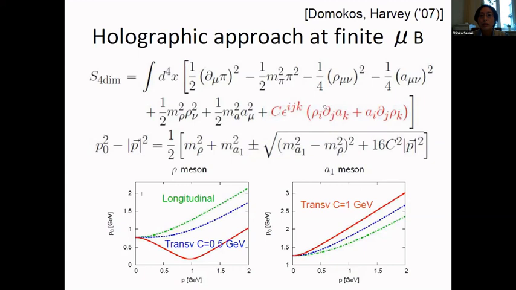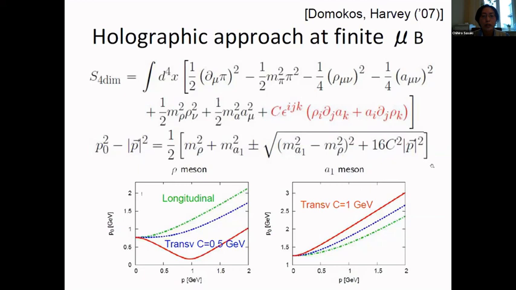Here C is, at the moment, an unknown parameter. But you see from the form of the operators, this is responsible for the mixing between the rho meson and the axial vector meson. Here, i, j, k run from 1, 2, 3, without the time component. Consequently, the longitudinal polarizations of the vector states and axial vector states are unmodified by the last term, but only the transverse polarizations are modified according to this dispersion relation shown here.